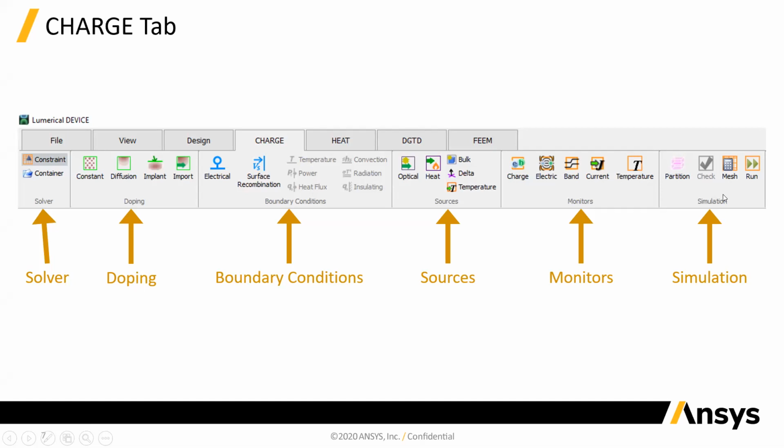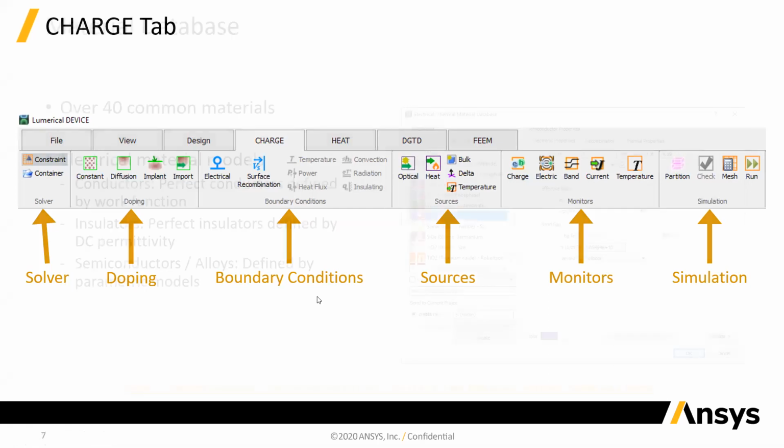And then finally, you have some buttons to do the different simulation actions. So for example, the partition button would create the partition volume, that other plot that we saw, which shows you exactly the volume or area that you're going to simulate. The mesh button allows you to calculate the mesh and then see how the finite element mesh looks. And then the run button to run the simulation.